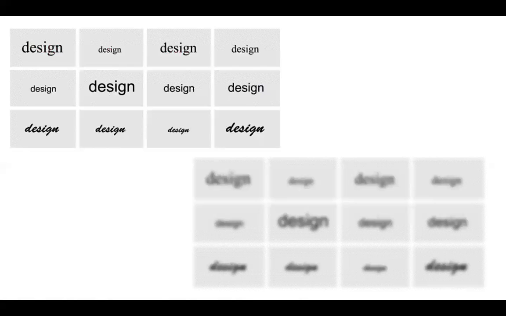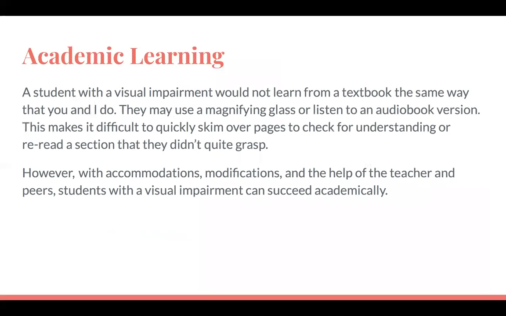So this is just a little way for us to see that reading from a textbook is not going to be the same for a student with a visual impairment. It's not going to be as easy for them, basically, as it is for us to simply open our textbook and start reading. They're going to need these accommodations that we're talking about.